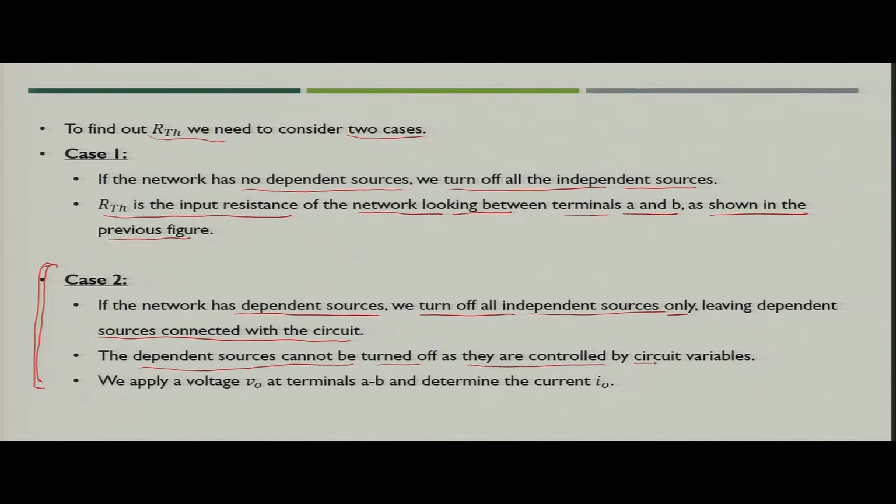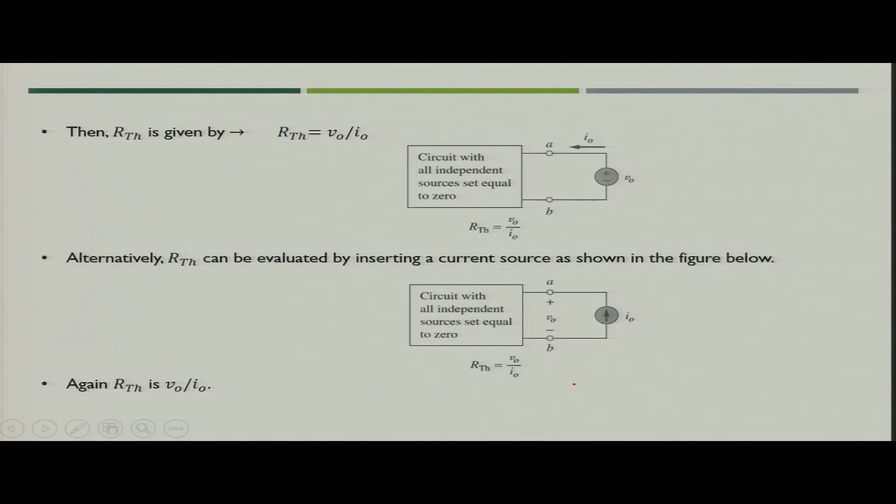because they are controlled by the circuit variables, we will keep them in the circuit and we will apply a voltage, that is V naught, at the terminals A and B and determine the current I naught. So, what does it mean? If you have a circuit with all independent sources set equal to 0 and all the dependent sources kept connected with the network, the terminals A and B would be supplied with a voltage V naught, which will supply some current I naught.